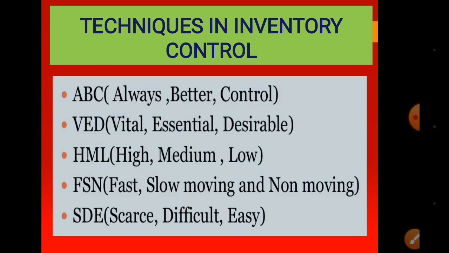At first, there are types of techniques in inventory control. ABC, always better control. VED, vital, essential, desirable. HML, high, medium, low. FSN, fast, slow moving and non moving. SDE, scarce, difficult, easy.